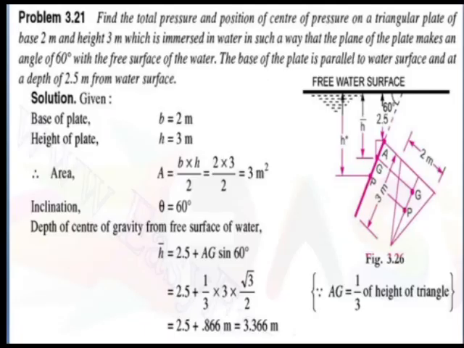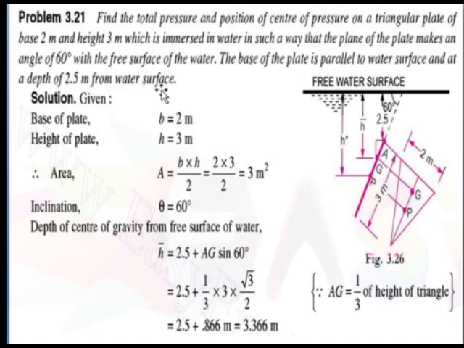Now we will go for the next sum, which is the triangular plate immersed in the liquid. The problem statement is: find the total pressure and the position of center of pressure on a triangular plate of base 2 meter and height 3 meter, which is immersed in the water in such a way that the plane of the plate makes an angle of 60 degree with the free surface of water. The base of the plate is parallel to the water surface and at a depth of 2.5 meter from the water surface.